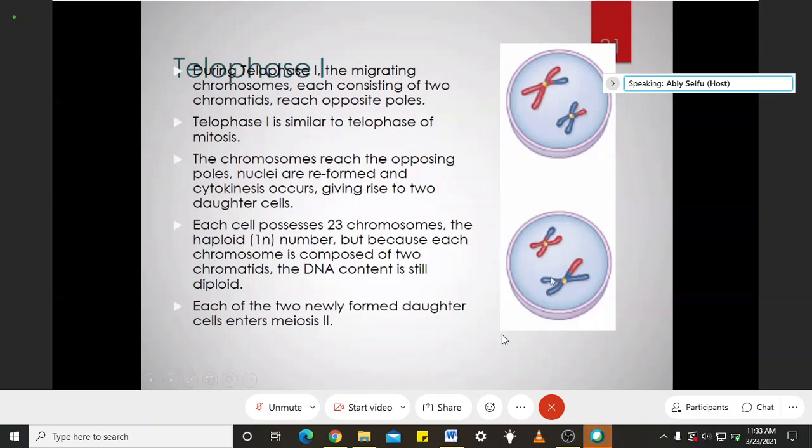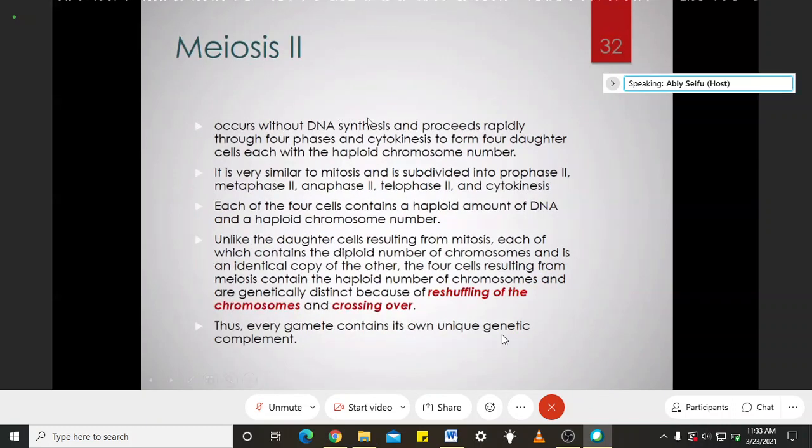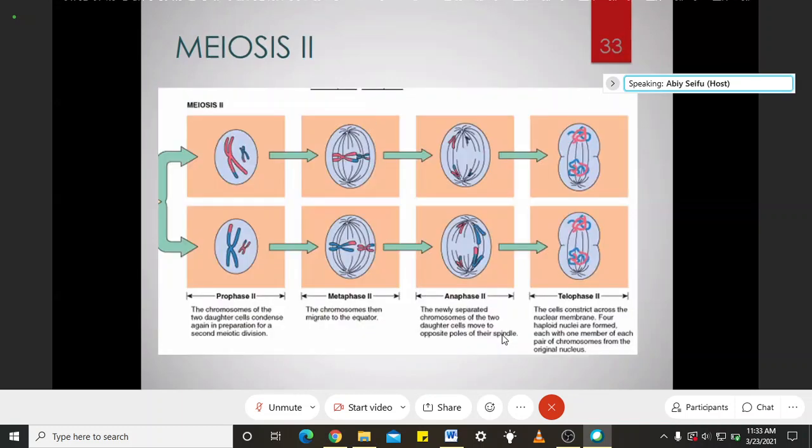These two genetically different cells then undergo meiosis 2. So in general, meiosis 2 is similar to that of mitosis. Here we have the two cells of meiosis 1 with their sister chromatids, their chromosomes. This one has 23 chromosomes, another 23 chromosomes here, and these chromosomes will align at the equator of the cell. That is called metaphase 2. And in anaphase 2, the cells separate at their centromere, and the sister chromatids migrate to the opposite poles of the cell.